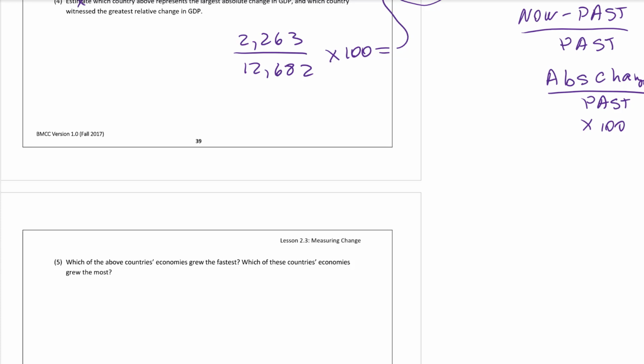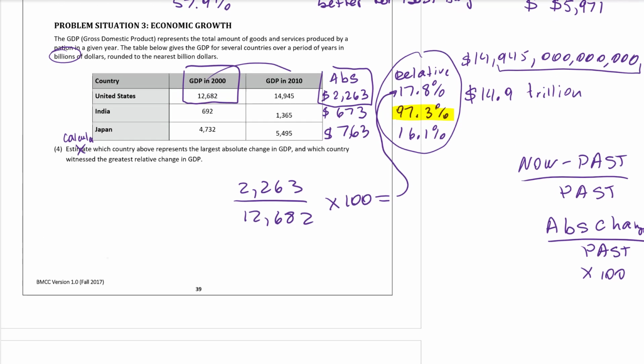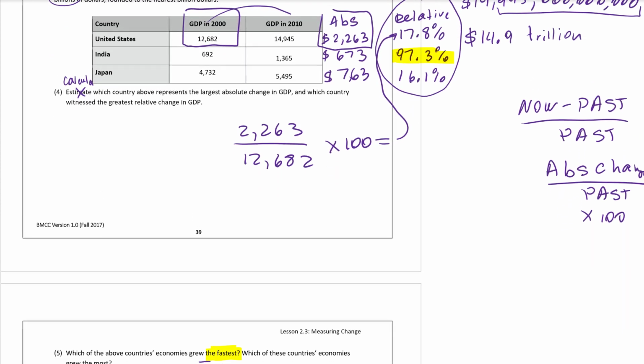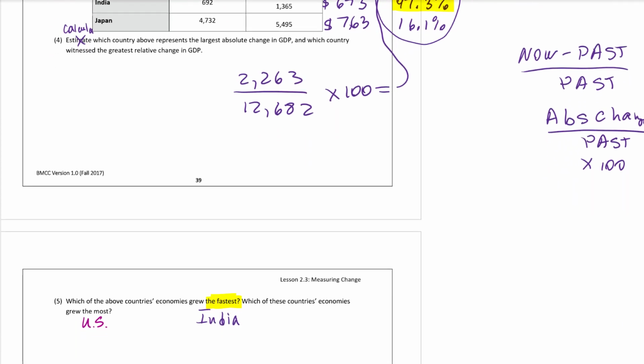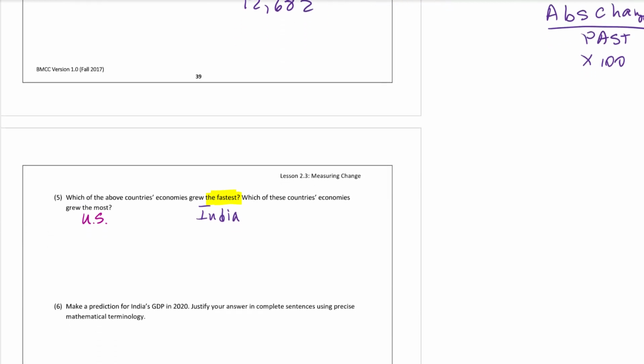So which one do you think grew the fastest? Choose an answer. The fastest refers to the percent; when we say faster, that means more rapidly. So we're talking about the relative rate, and that would be India of all these three countries. And which of the countries do you think grew the most? Here we say the US, because it grew the most in terms of dollar amounts: 2,263 billion dollars, which is the most in terms of the numerical number.